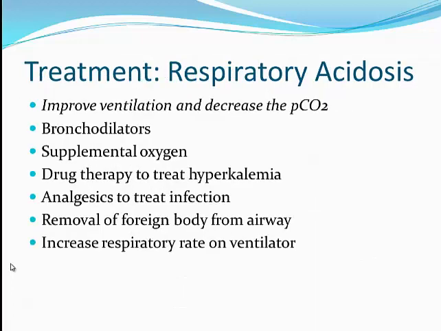Treatments for respiratory acidosis: we want to improve ventilation and decrease the PCO2. So what we can do is give bronchodilators and supplemental oxygen. These patients are going to have hyperkalemia, so we're going to give drug therapy to treat the hyperkalemia, and analgesics to treat any infection, removal of foreign body from airway, or increased respiratory rate on ventilator. All of these interventions are geared at fixing the cause of the hypoventilation.